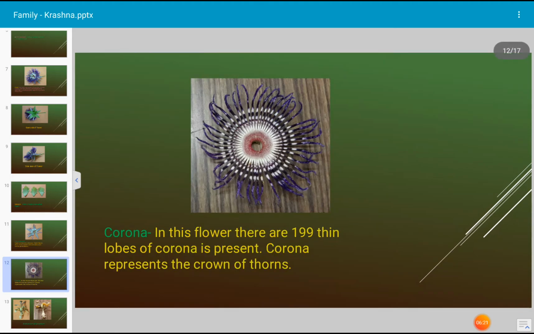Next, this is the corona. In the flower which we got and which we have dissected and counted the corona lobes, there are 199 thin lobes of corona present, which are filamentous, white and dark violet colored. There are 2 whorls of corona present in the flower, and these are the appendages. Okay, and corona represents the crown of thorns or crown of appendages.